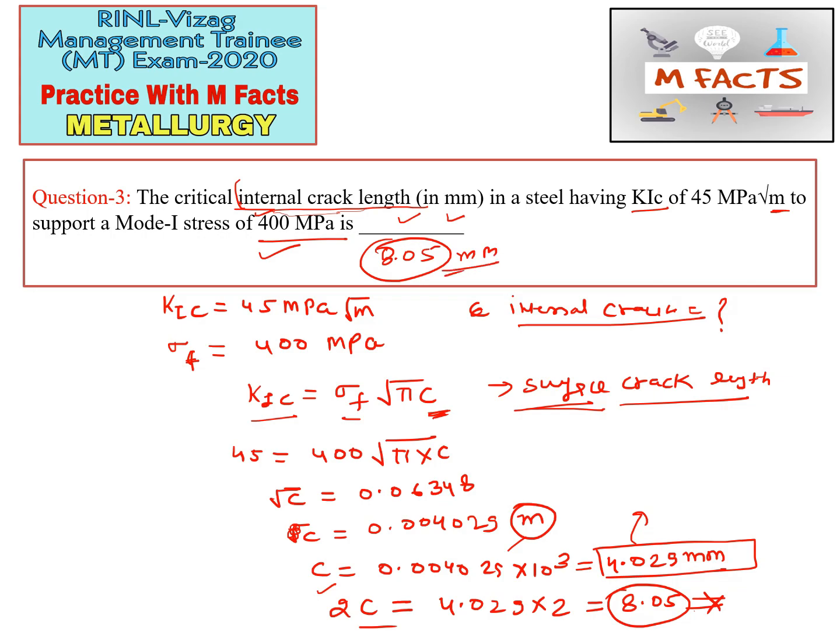Okay, so don't make silly mistakes because of the tricky points. One tricky point is that they are asking about internal crack length, and another is that they are asking in mm. Okay, so we understood where we can make mistakes, and we have to rectify those mistakes during the practice session. That's why we are doing it step by step. Once you do the practice, you will be a master, and you can do it directly in the exams. So the answer is 8.05 mm internal crack length at a stress of 400 MPa.